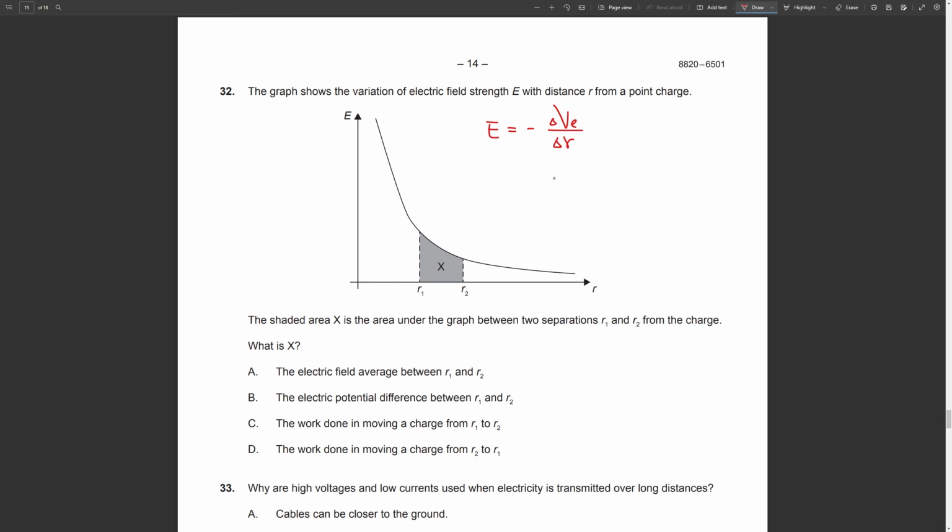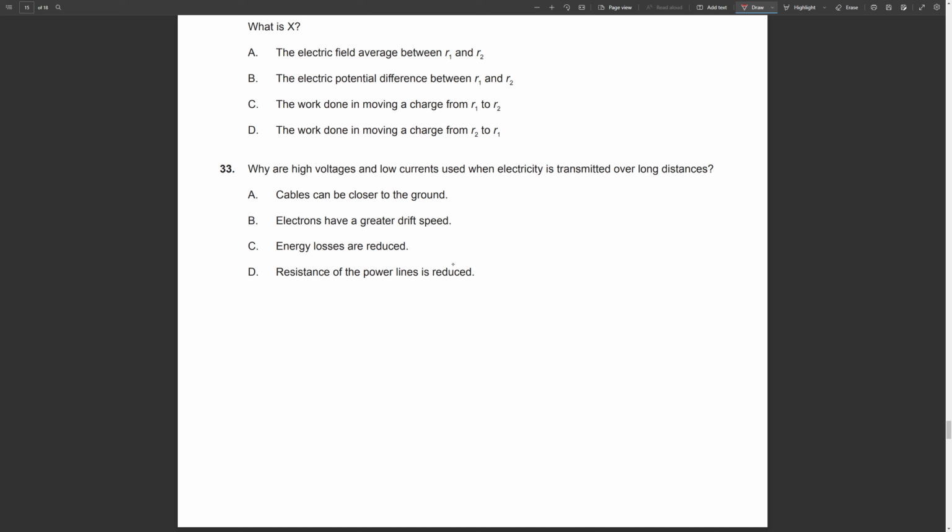And I would suggest you rearrange as follows, having negative E delta R on the left and delta VE on the right. Because you can take it just like math integration. After you introduce the integral to it, then you will get the magnitude of area of the E against R graph is the potential difference. The answer is B.